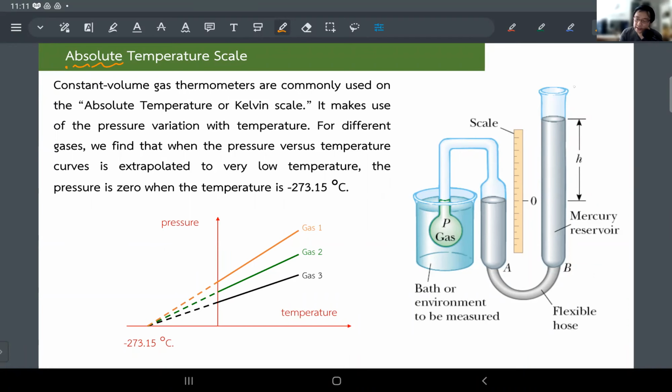And don't worry about this setting over here. I think chemist people will like this kind of thing. But for us, I think it's better to talk about what is the absolute temperature. And don't worry too much about the experimental setup over here to try to get to the absolute temperature scale. So my question is this.